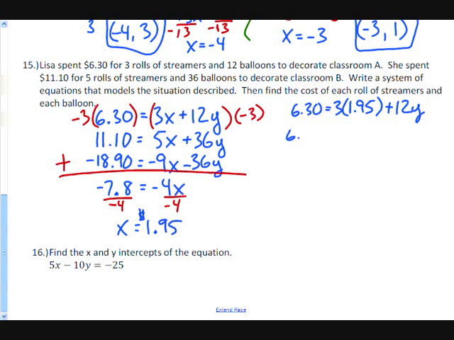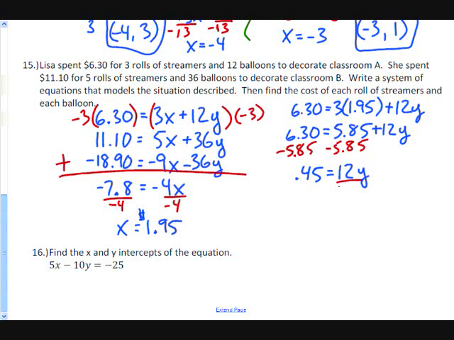So I've got 3 times 1.95 plus 12y equals 6.30. And now I'm going to solve this. The 1.95 times the 3 is 5.85. And now I have to subtract the 5.85 from each side, which is going to give me, let's see, 6.3 minus the 5.85. It's going to give me 0.45 equals the 12y. And now I divide each side by the 12.